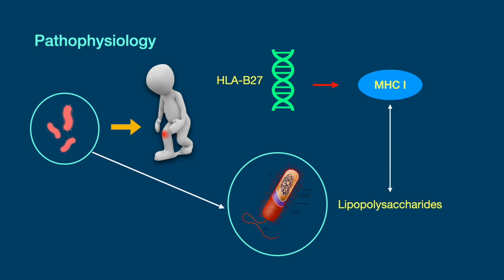Reactive arthritis can develop after a sexually transmitted infection like chlamydia or after gastroenteritis caused by bacteria like Salmonella, Shigella, Yersinia, Campylobacter, and E. coli. These bacteria are all gram-negative, so they have molecules on their outer surface called lipopolysaccharides. These molecules produce a strong immune response, so much so that their other name is endotoxin.